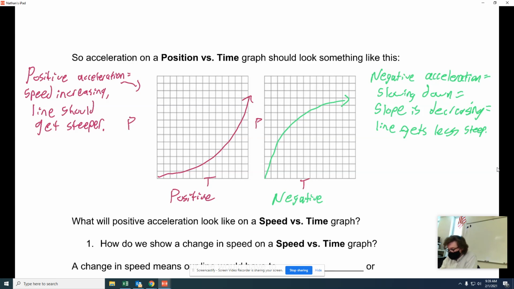But now we've looked at position versus time graphs. So positive acceleration, which is over here on our left side, means that our slope is increasing over time because the speed is increasing, so our line is getting steeper. And then negative acceleration, which is our green graph, our object is slowing down, so the slope is decreasing, which means that it gets less steep over time.